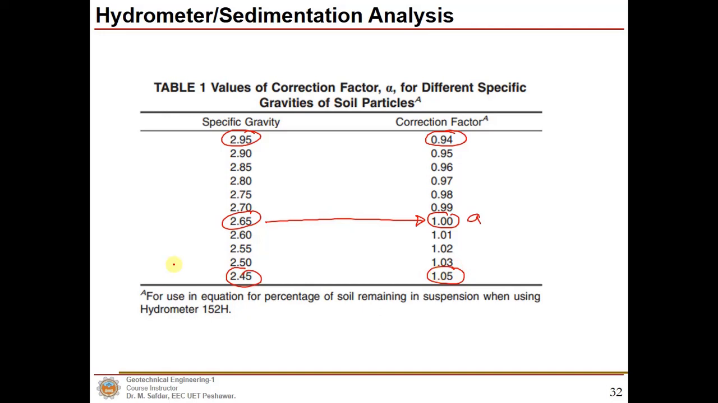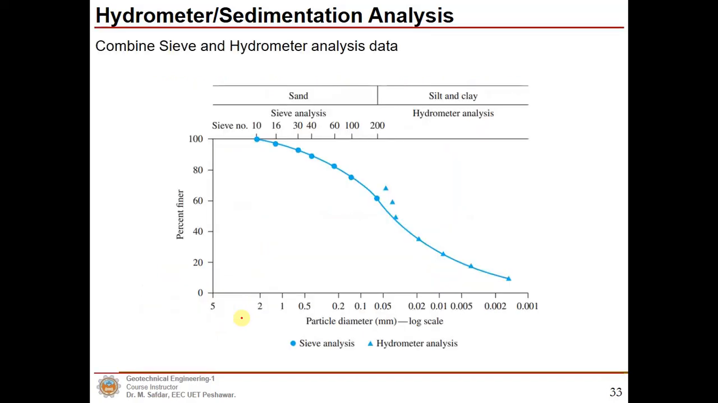If we are using a hydrometer of 152H, once you get the percent finer from the sieve analysis and also from the hydrometer analysis, then you plot this particle size distribution curve, and you also plot the particle size distribution curve from the hydrometer.